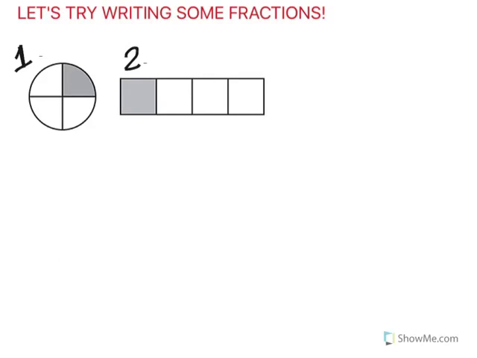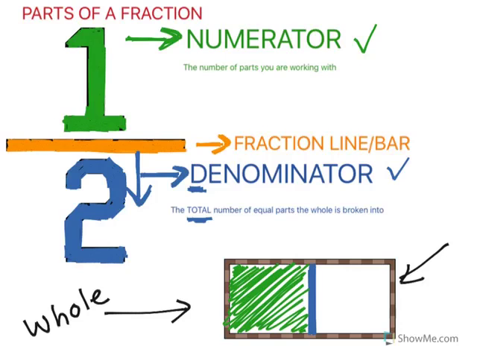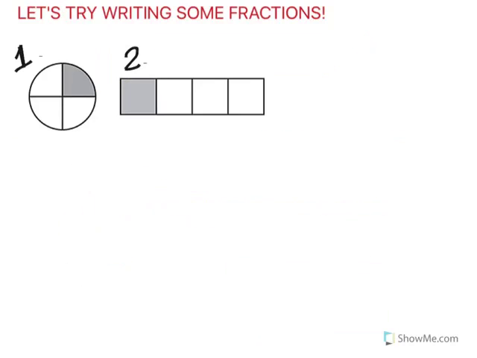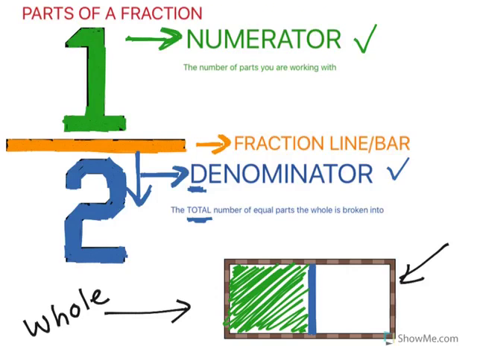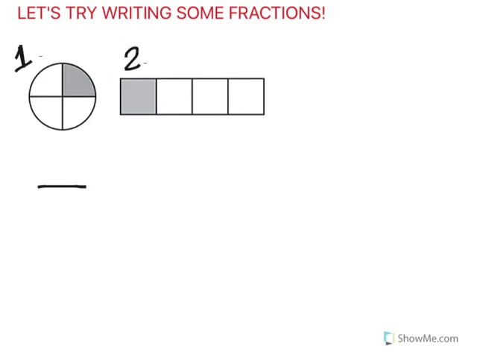So here we have, number 1, a circular fraction model. And you can go back if you need to. I'm going to. So I know the first thing that I need is a fraction line. So I'm going to draw myself a nice fraction line. That just separates the numerator and the denominator. Now, I know that the denominator is down, and that's the total number of equal parts the whole is broken into. So underneath my fraction bar, I'm going to write my denominator.